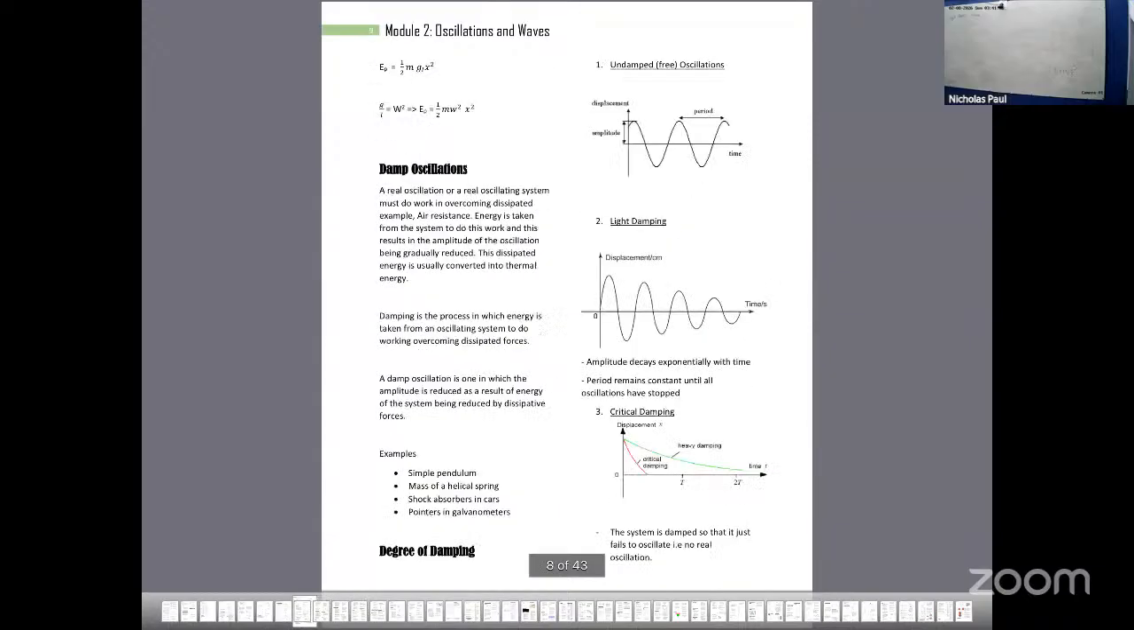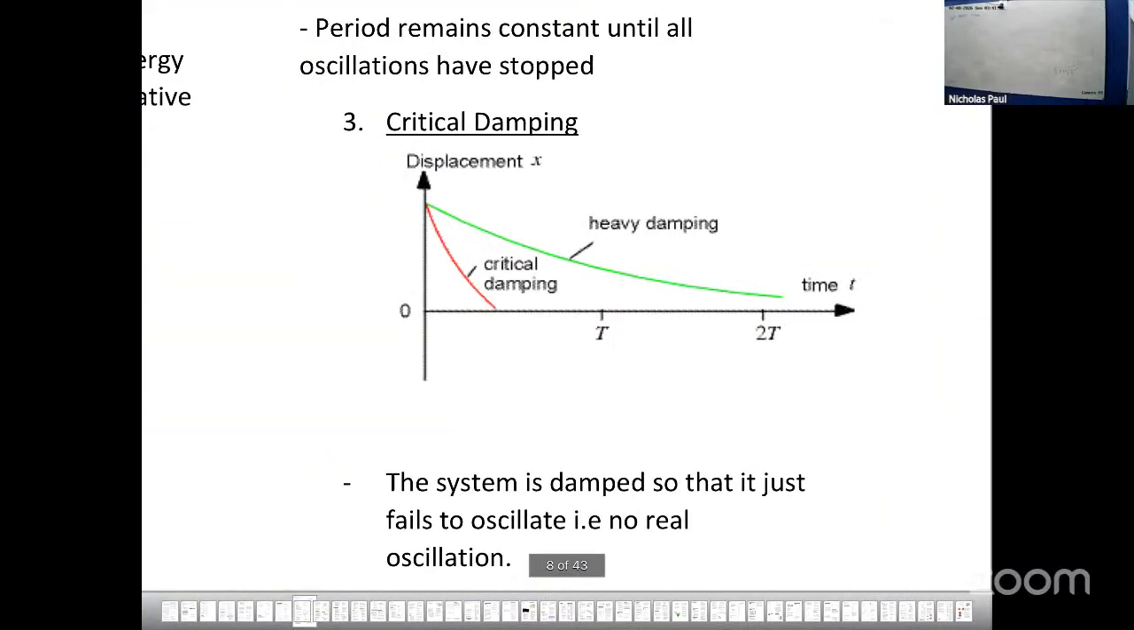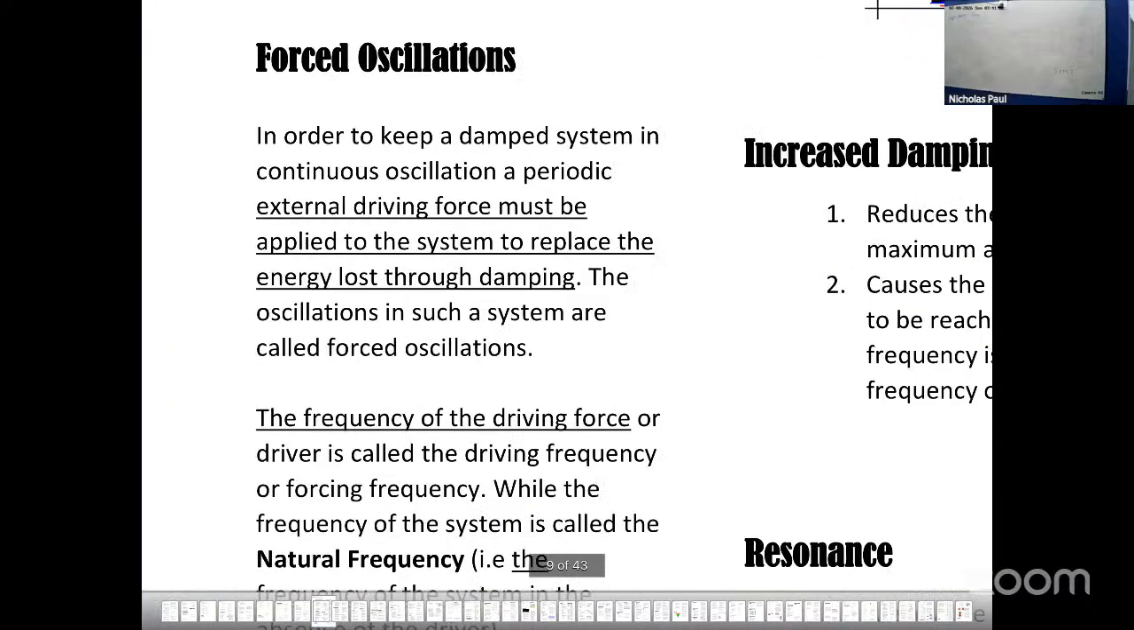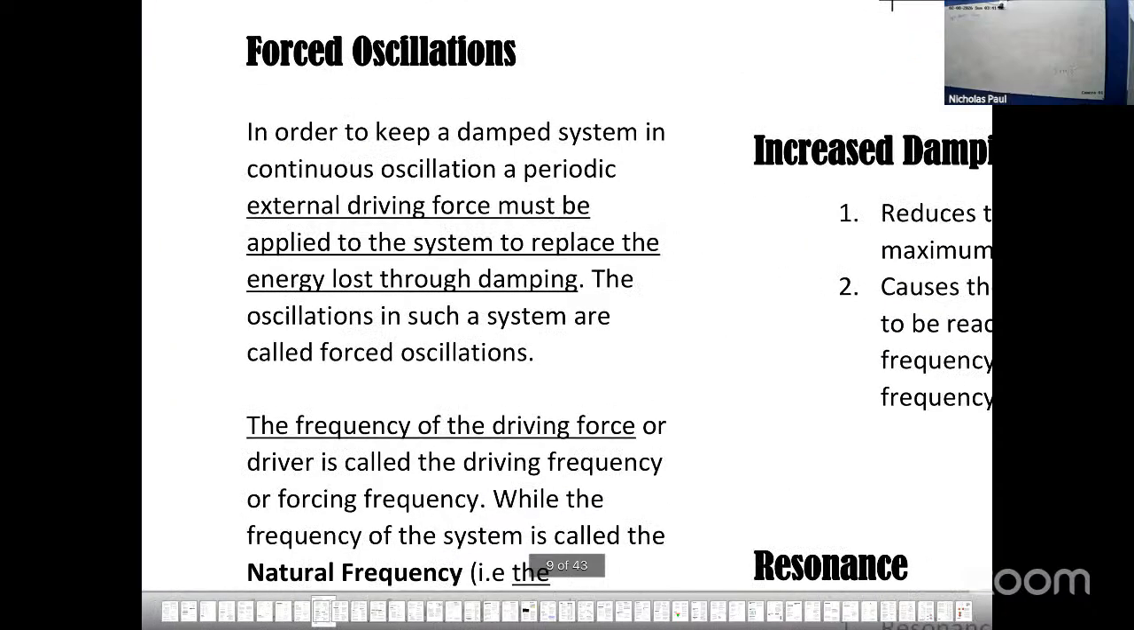Right, so you remember we talked about damping. We talked about critical damping, now we try to reverse damping. Right, forced oscillations. In order to keep a damped system in continuous oscillation, a periodic external driving force must be applied to the system to replace the energy lost.